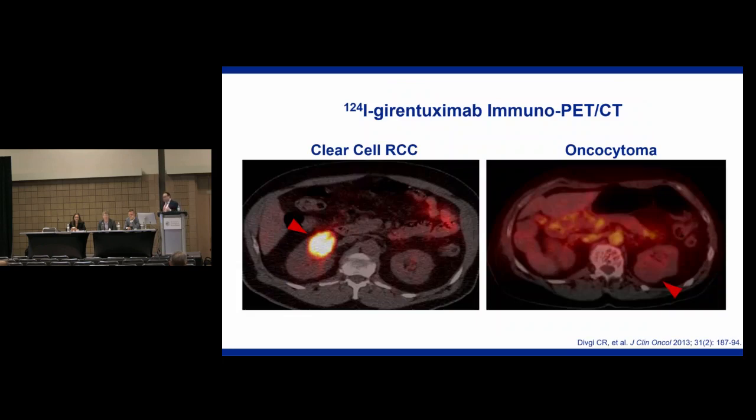So this has been done using an antibody known as girentuximab. Through the years, girentuximab has been labeled with many different radionuclides. In 2013, it was labeled with I-124 in the REDECT trial. And what this allowed to be done is PET-CT imaging to help pick out clear cell RCCs versus other renal tumor histologies. And what I show here is a picture of a clear cell RCC, which beautifully lights up with the radiotracer, whereas a benign oncocytoma does not.